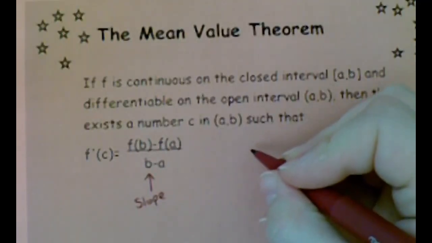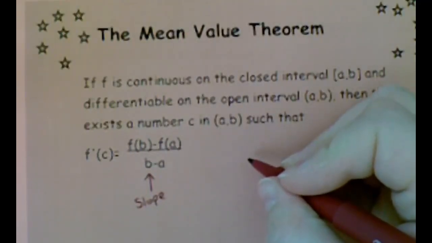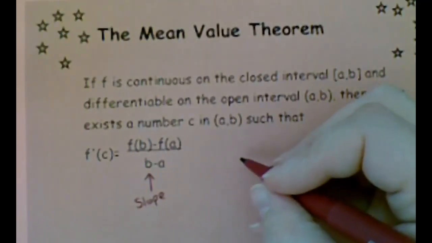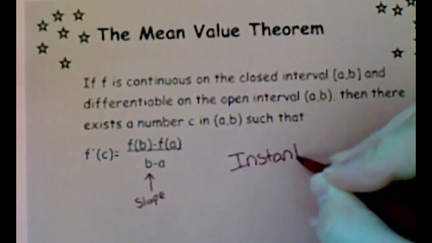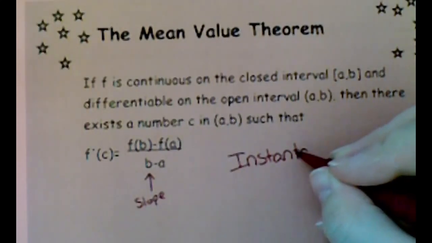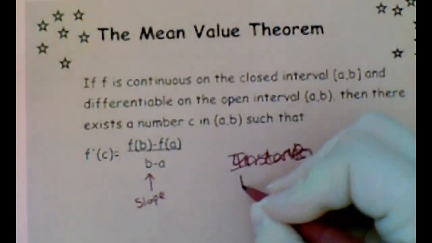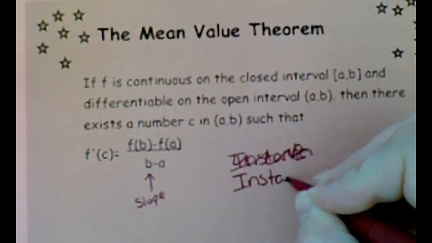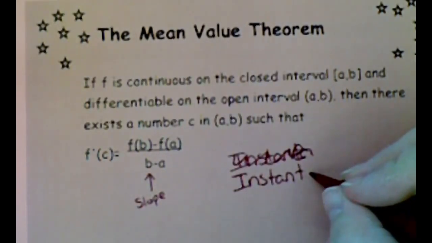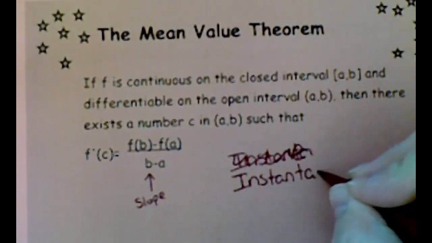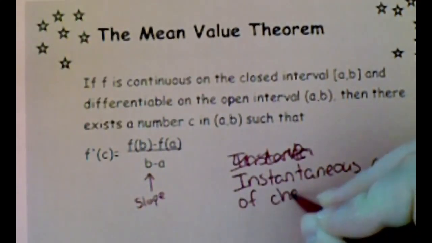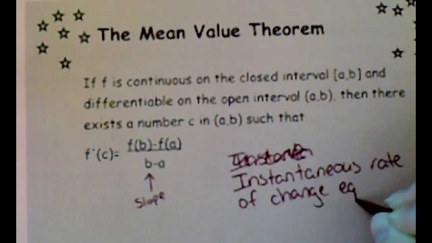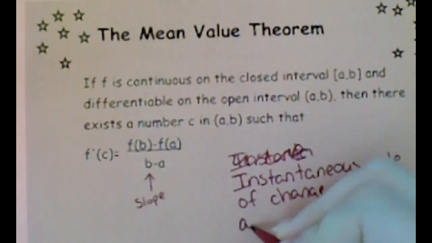So what the mean value theorem says, if our function is continuous and differentiable, there must be a point where the instantaneous, whoa, can't spell today, instantaneous, there we go, rate of change equals the average rate of change.